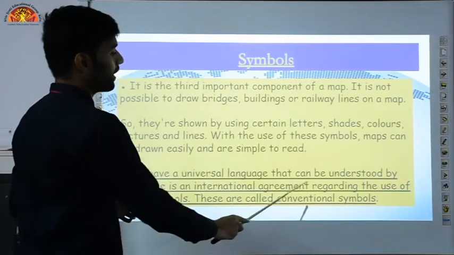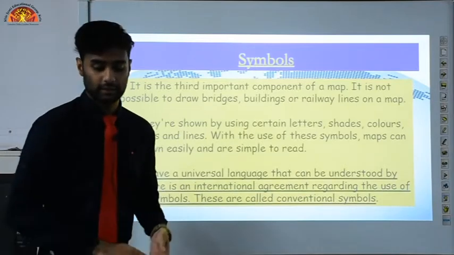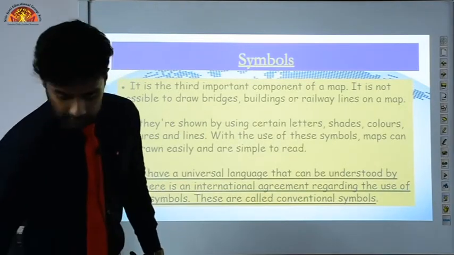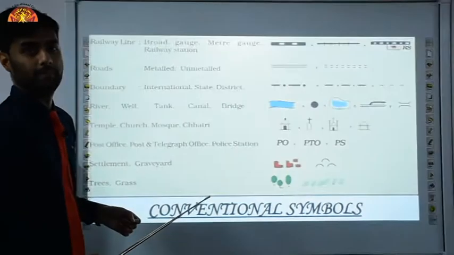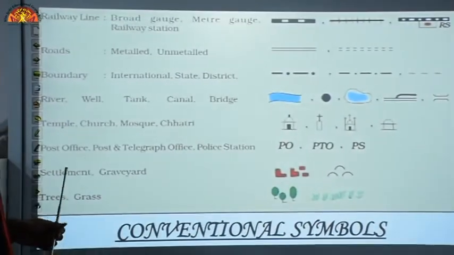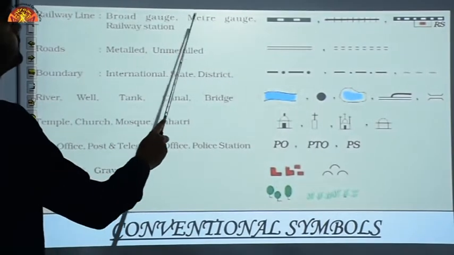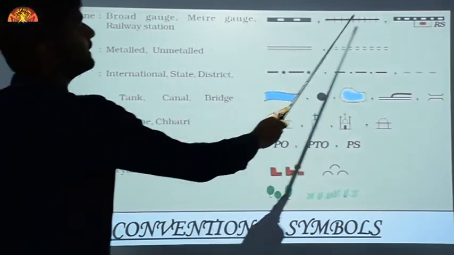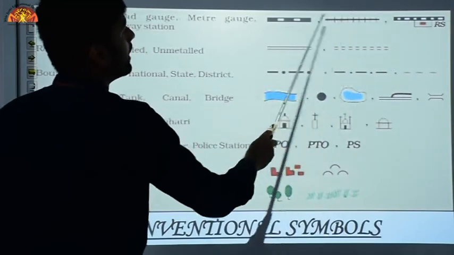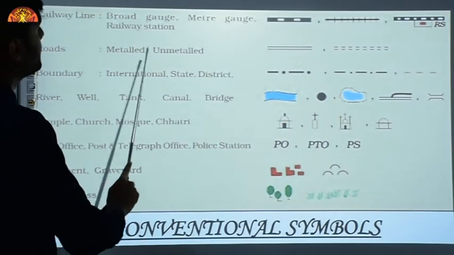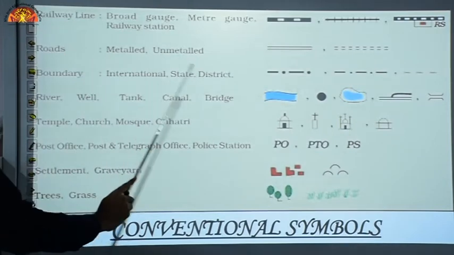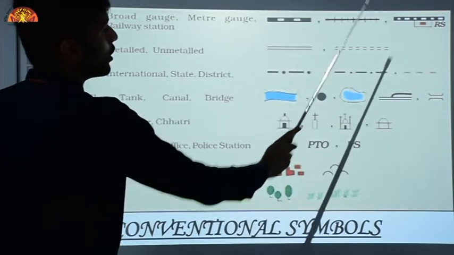These symbols are called conventional symbols. What conventional symbols are there? Turn to page number 26. You will see this chart on your page, right? Railway line, broad gauge, meter gauge and railway station are shown by these symbols. Here is the railway station and the railway tracks. Roads, metalled and unmetalled. Metalled means pakka road and unmetalled is kacha road. They are shown by straight lines or dotted lines.